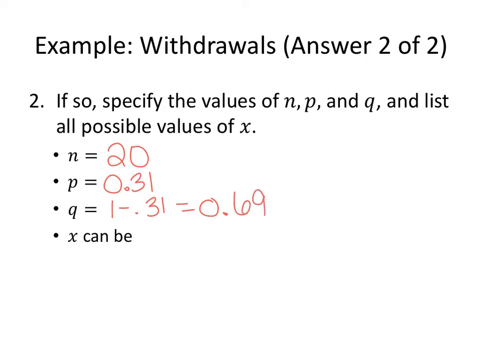And X can be any value from 0, students withdrawing because of employment, 1, 2, all the way up to 20. So what we're saying here is there could be no students that withdraw because of an employment conflict, all the way up to all of them withdrew because of an employment conflict.